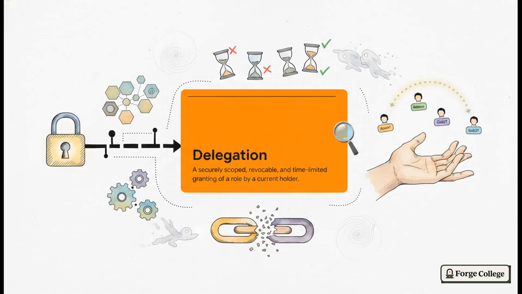It is a securely scoped, revocable, and strictly time-limited granting of a role, given by an account that already holds it. Now, why is this so vital? Well, it cures the dreaded privilege creep. No more accidentally leaving some dev with full admin rights for 6 months after they finish their quick weekend task. That's a massive security liability just waiting to happen.